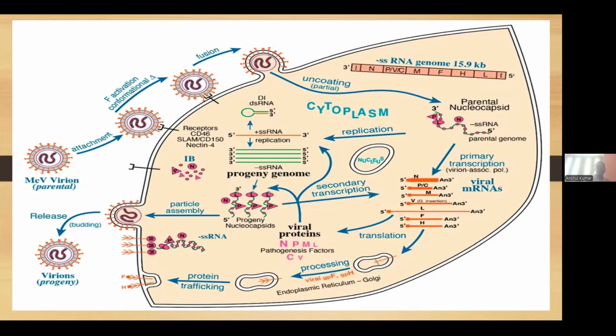Here you can see how the replication takes place. First of all, there is an attachment to the receptor present on the host cells. And here you can see that CD46 or Nectin-4, SLAM or CD150 are the receptors through which these viruses attach to it. And after the activation of the fusion protein, there are conformational changes in the virus, and finally the fusion of the virus takes place inside the host cells.